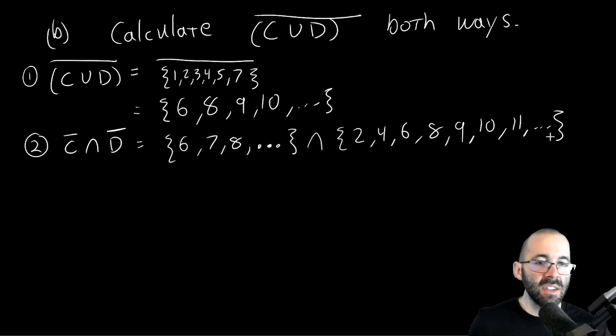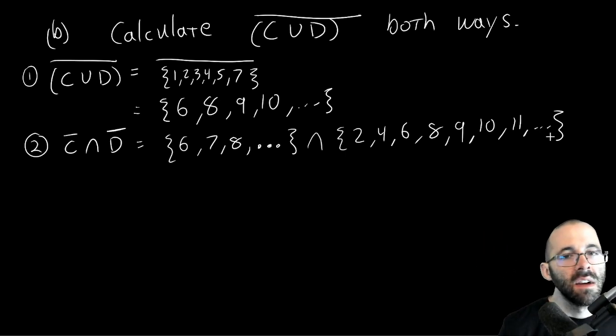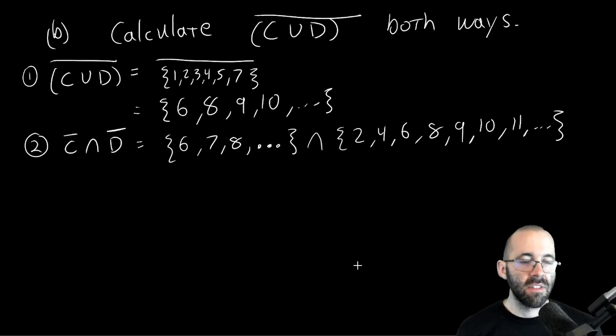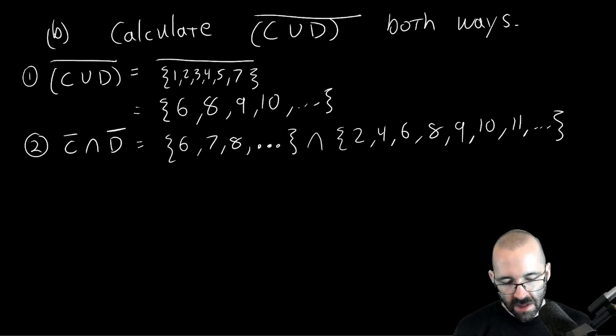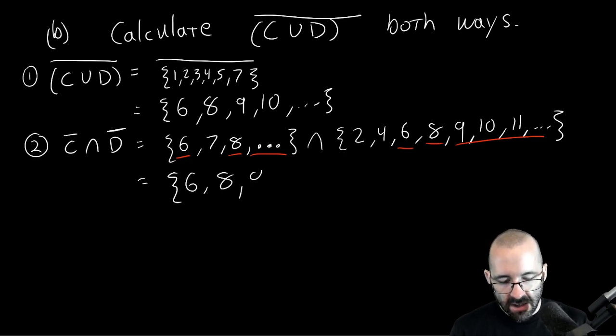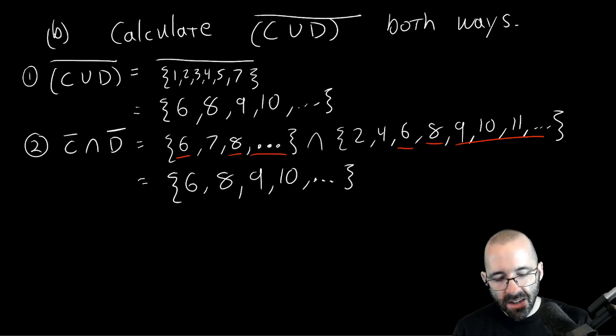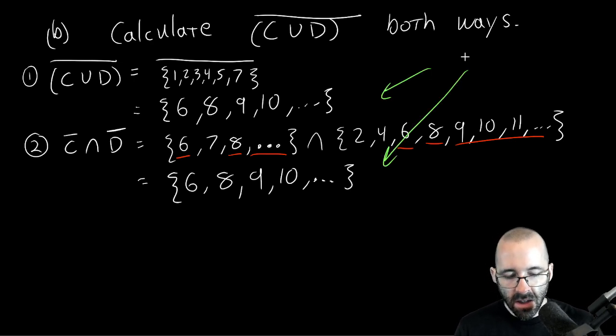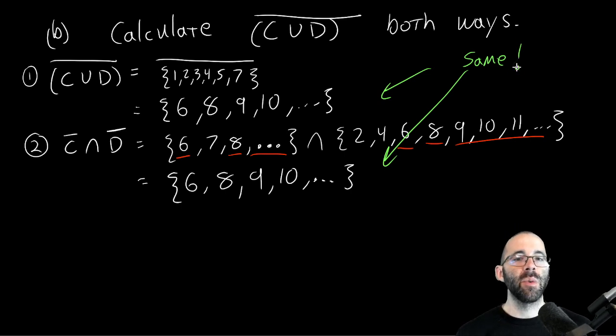And we need to take the intersection of these two sets. So what is in both of these sets? Well, 6 is in both of these sets. 8 is in both of these sets. So is 9 and 10. This is what's in both of these sets. So when we take the intersection, we get 6, 8, 9, 10. And would you look at that? These are the same, just like we wanted.